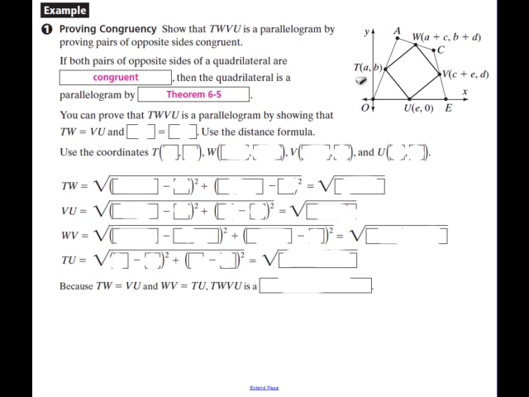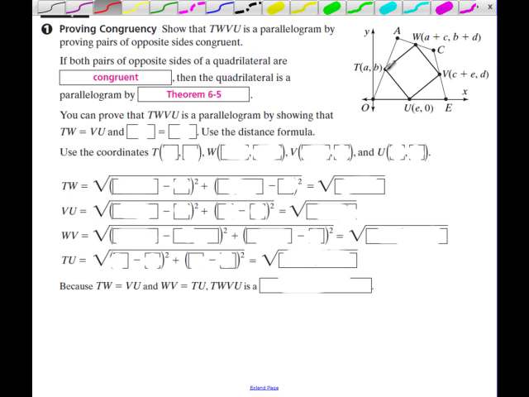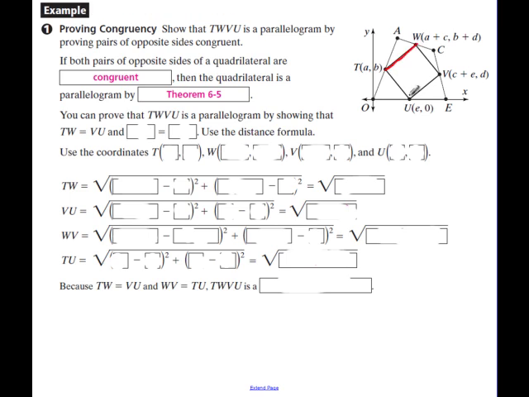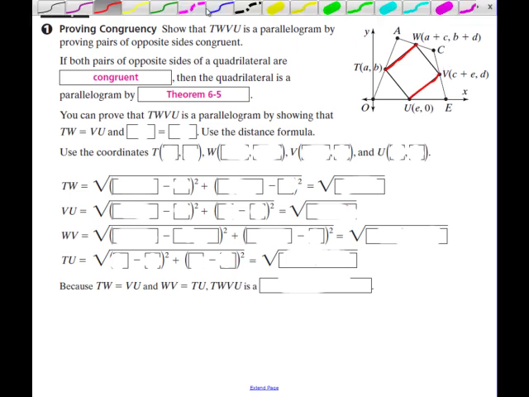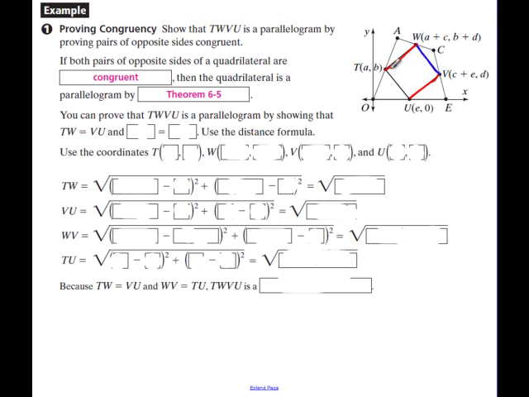Alright, so we can prove this by showing that TW is equal to VU, right? This side up here, and let's mark these, give them a little bit of color. If we show that TW here is congruent to VU here, that's one step. And then the other step would be if we show that WV, this side, is congruent to TU, this opposite side. If we can do that, then we can prove that that shape, TWVU, is a parallelogram, right? So WV and TU are the other two sides that we need to show are congruent.